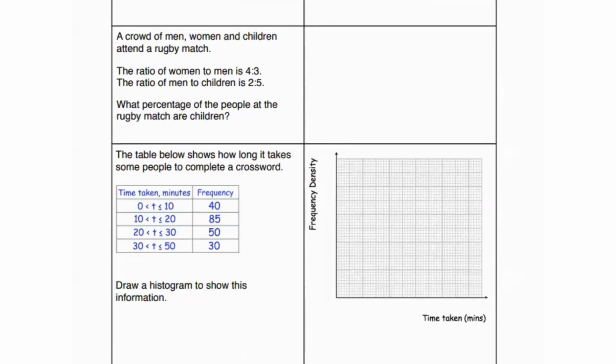So let's say a crowd of men, women and children attend a rugby match. The ratio of women to men is 4:3 and the ratio of men to children is 2:5. What percentage of the people at the rugby match are children? So women, men, and men, children. That's 4:3 and 2:5. Remember, when you have one quantity being shared between two different ratios, in order for you to combine it into a ratio with three quantities, you have to make the common quantity equal.